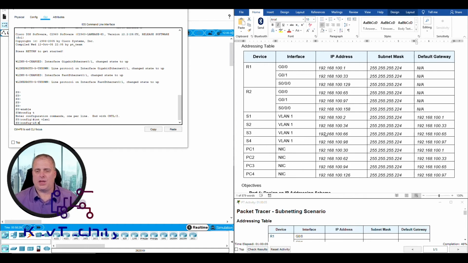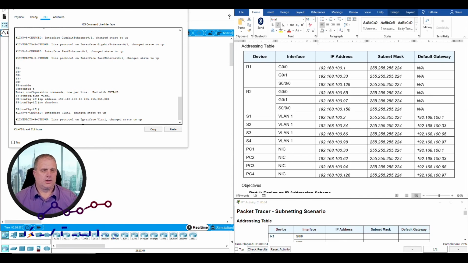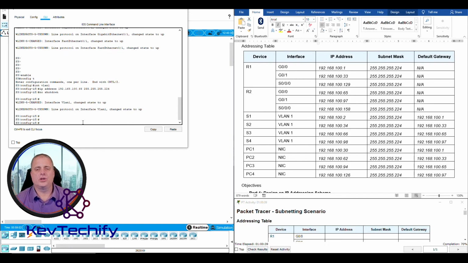Here we can set our IP address, which is IP space address space 192.168.100.66. And because we're setting an IP address, we need to put the subnet mask of 255.255.255.224. Go ahead and set that. Do a no shutdown on it. Change state went to up. Line protocol is up. All good things.